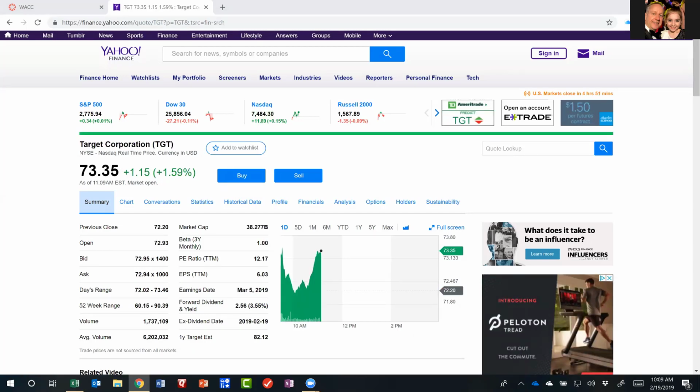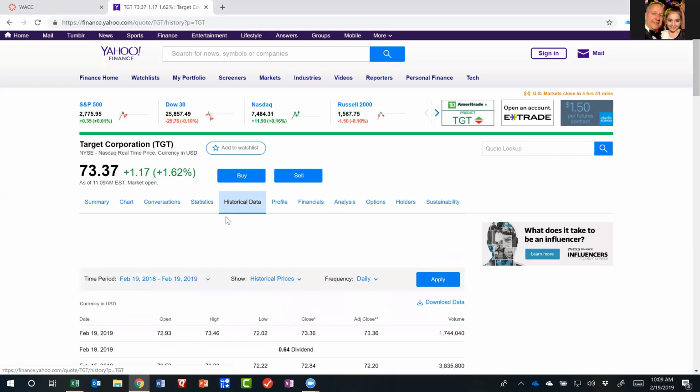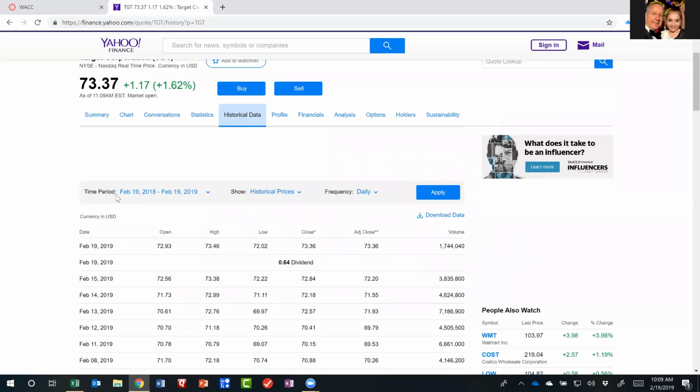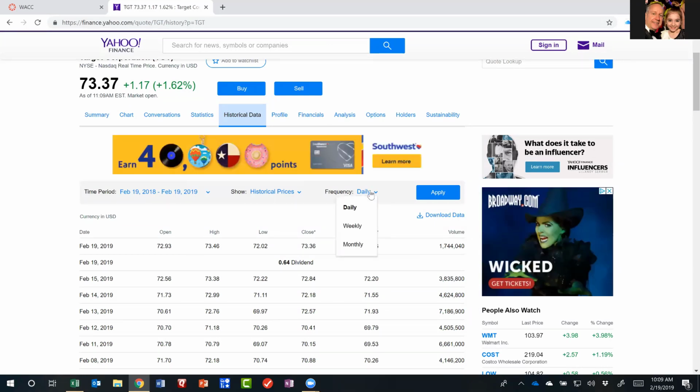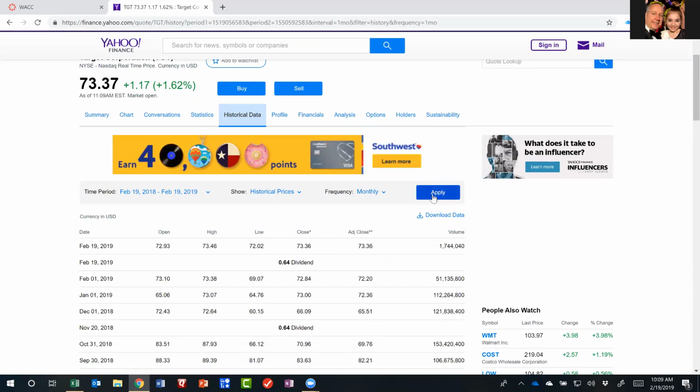So Brandon asked a question about not getting any real data for Chesapeake. The only real data you need here is the historical pricing. So when I go to historical data in Yahoo, and I choose a time period and then a frequency, this is the data that I download.